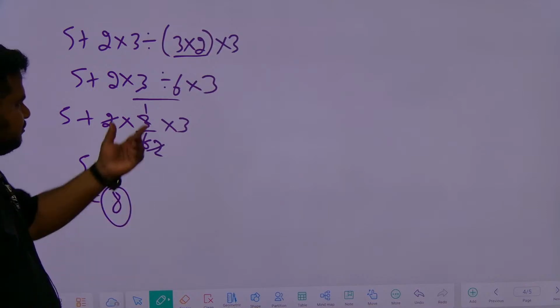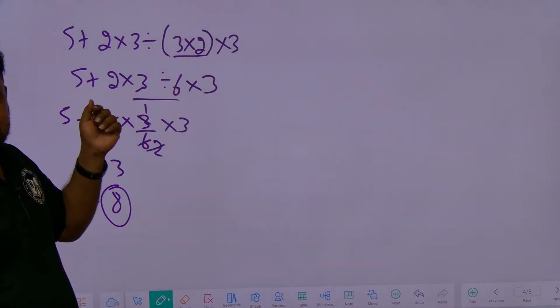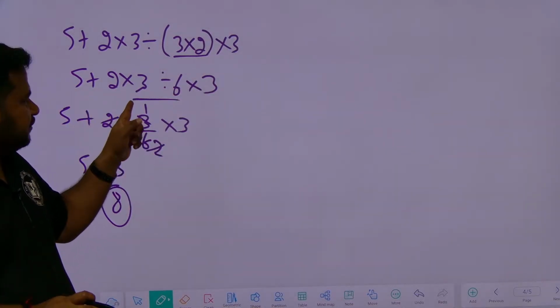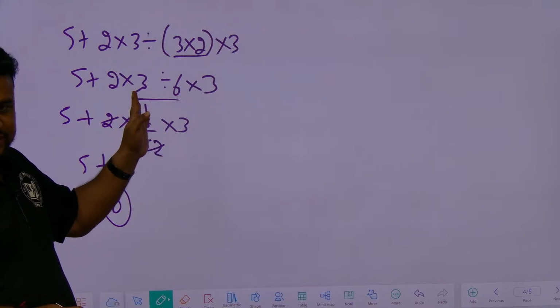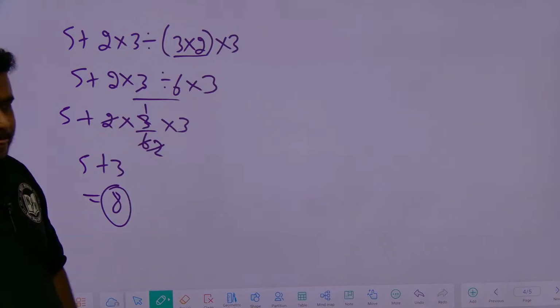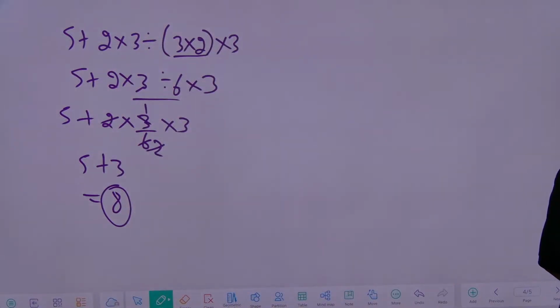I understand that when you see this, you will be tempted to multiply 6 into 3, 18, and 2 into 3, 6. But don't do that. Don't go for the temptation. 3 divided by 6, what is it? First you should do only this, division only. Clear? Okay, if you are done, we will go to the next question.